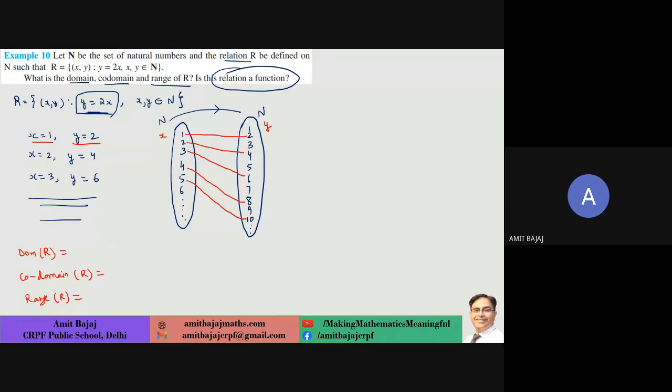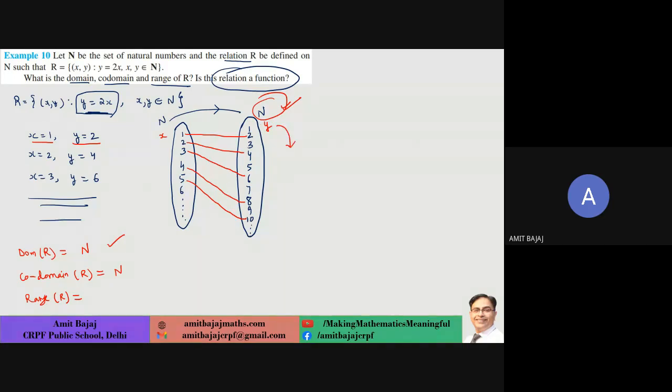What is the domain? What all values can x take? Sir, domain can be any number and codomain and range can be any even number. Domain N is okay. Codomain is always fixed. Remember, codomain for a relation is the set Y actually. The latter one is fixed, that is N. What about the range? Even natural numbers. Good. Check, range means what values y can take.